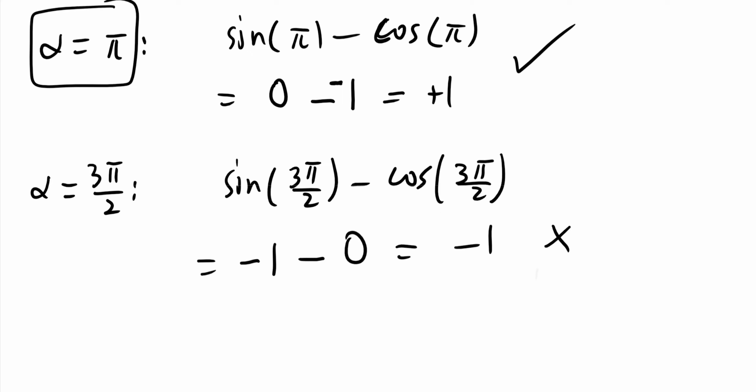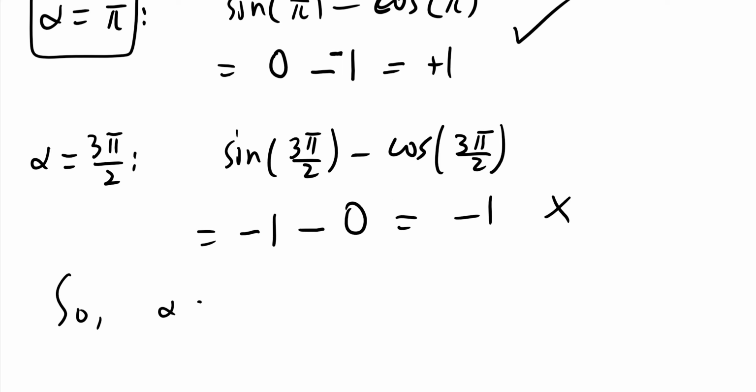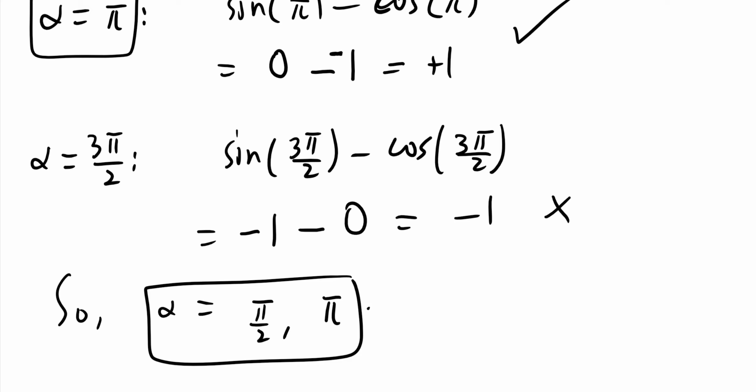That doesn't work. So there are only two values of alpha that work out. Pi over 2 and pi. These are the only values. So these are the only solutions to that given equation.